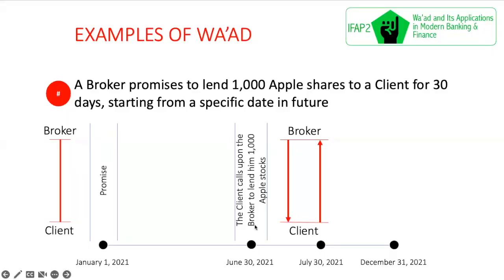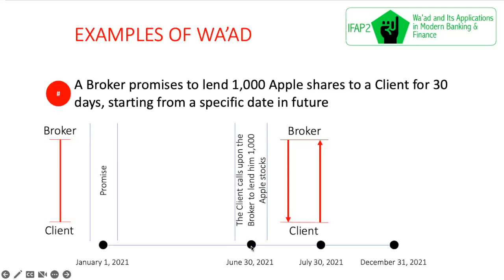In general, security lending in the conventional framework has some kind of premium or interest-based arrangement. That is not acceptable. So we are not referring to the cost of lending or cost of borrowing. We say that this is an interest-free arrangement whereby the broker promises to lend 1,000 Apple stocks to a customer for a period of 30 days. So once the client has called upon the promise, then the broker would be putting 1,000 Apple stocks in the account of the client on that date.